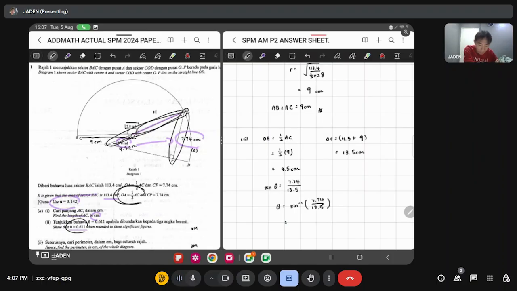You are going to end up with an answer, but the answer here is in degree form, and they wanted this theta in radian form. So you want to convert it into radian. I would suggest you key it in your calculator. Once you get this answer, you multiply straight away with 3.142 over 180, because you are converting it into radian form. So you will end up with 0.611 as your final answer. Because they ask you to show, you want to write it down as shown here.